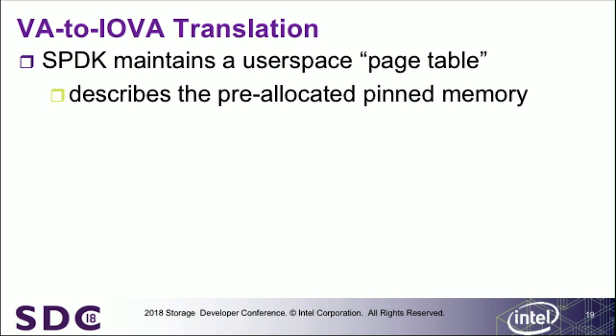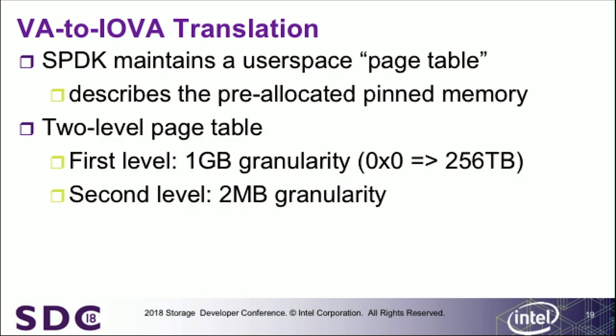Okay, so virtual address to IO virtual address, or I guess physical address translation. In SPDK, we actually maintain a user space page table. We said up front we've pre-allocated all this pinned memory, so we register it. We actually keep a user space page table to do these translations. With SPDK today, we only work with huge pages, so at least 2 meg in size.